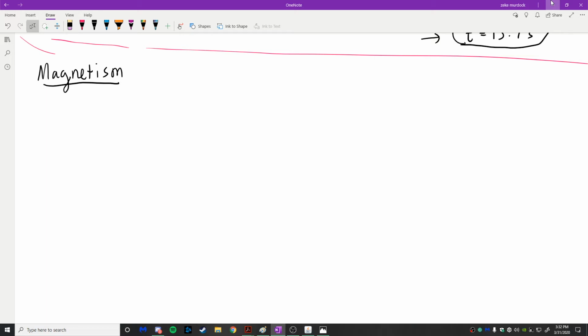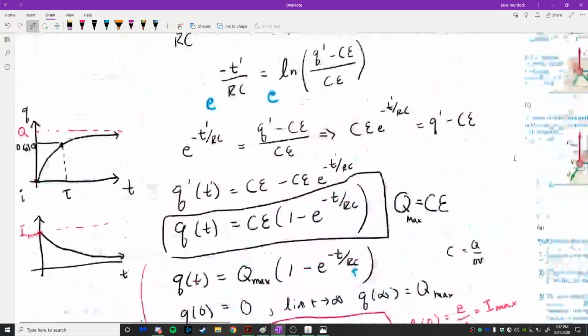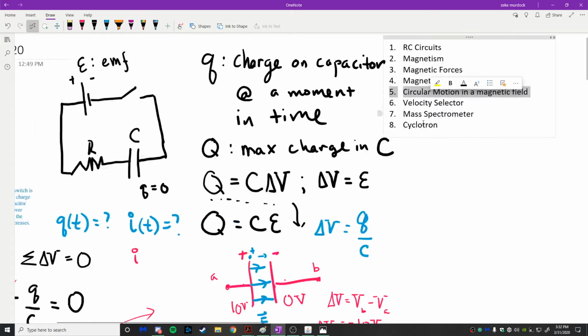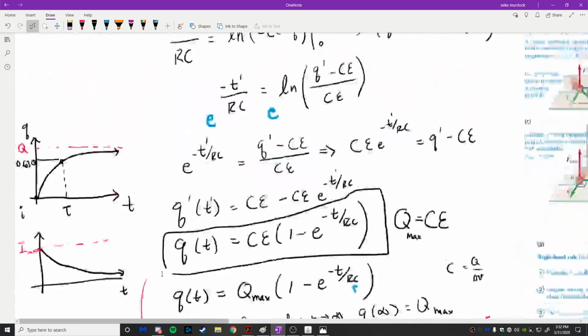The topics are pretty dense, though. This chapter alone has just a ton of stuff in it, as indicated by the topics that I listed up here at the very beginning, right? We're going through magnetism, magnetic forces, magnetic flux, circular motion, magnetic field, and these are all applications of magnetism.